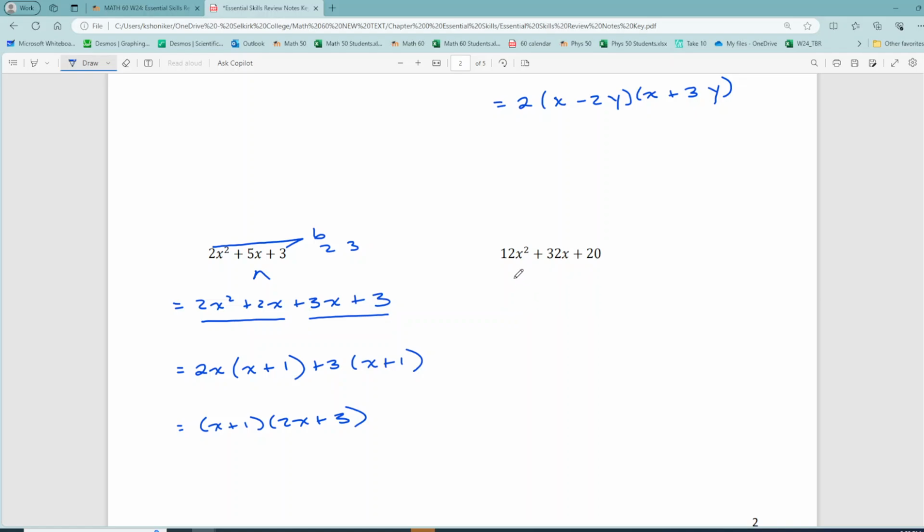All right, you can try this next one. I will give you the hint that there is a greatest common factor to start with. So if you look at these three terms, I can pull out a 4. I'd be left with 3x squared plus 8x plus 5. And so again, this doesn't have just an x squared in front, so I would do the whole process.